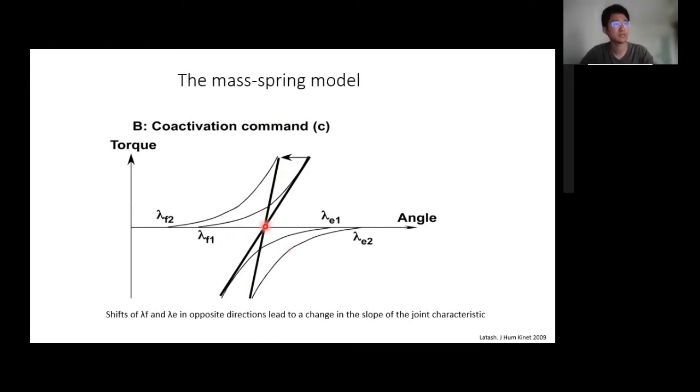And this means that if we take the slope at this point, it represents the stiffness of the angle at this equilibrium point. Once you have this shift in the opposite direction, you have a larger slope, which means you will have a larger stiffness. So again, to summarize, shifting the threshold of the two muscles in the opposite direction will increase your joint stiffness. Okay, I know this is maybe not very easy, but you could think about it afterwards. And if you have questions on that, I can explain after this lecture.